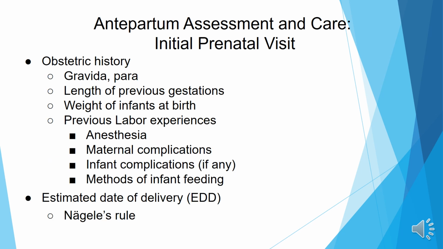Again, the focus is on this obstetric history. We talk about gravida and para: how many times have they been pregnant, how many deliveries have they had over 20 weeks, what were the lengths of their previous gestations, the weight of the infant at birth, previous labor experience, so did they have anesthesia, and what is their expectation for a future delivery, any maternal complications they may have had, any infant complications that arose in pregnancy.